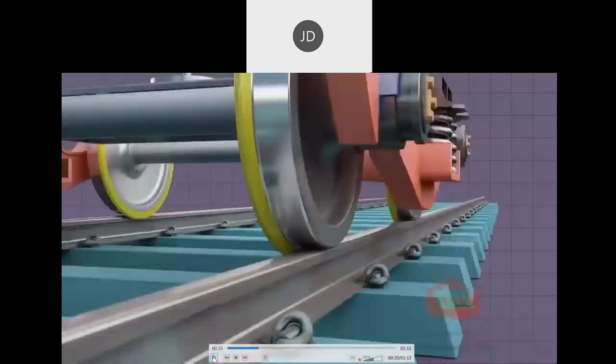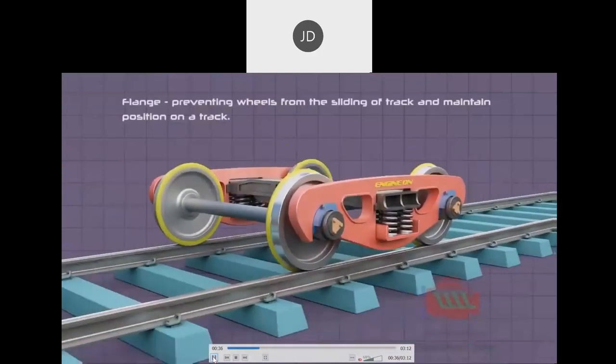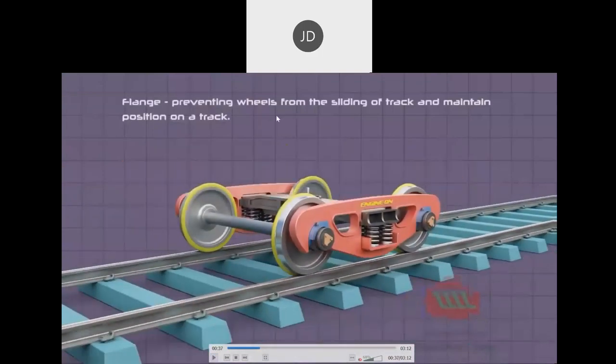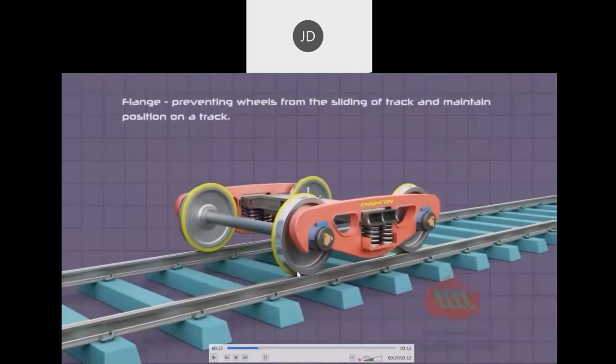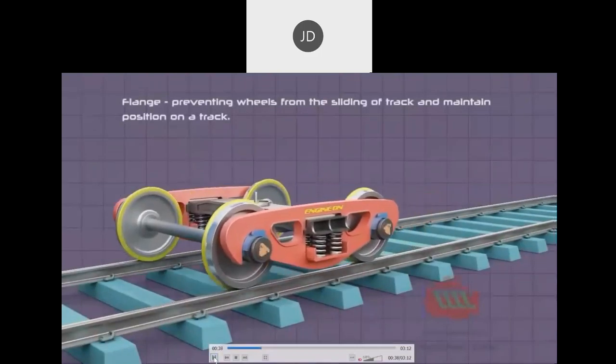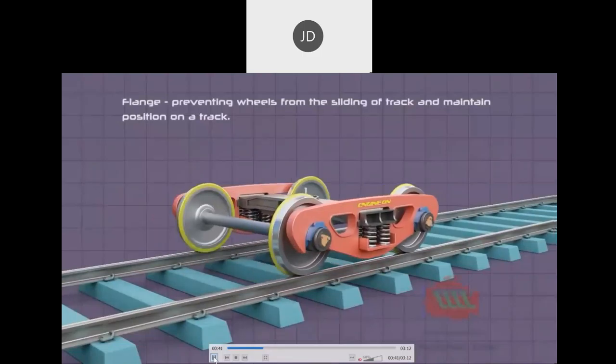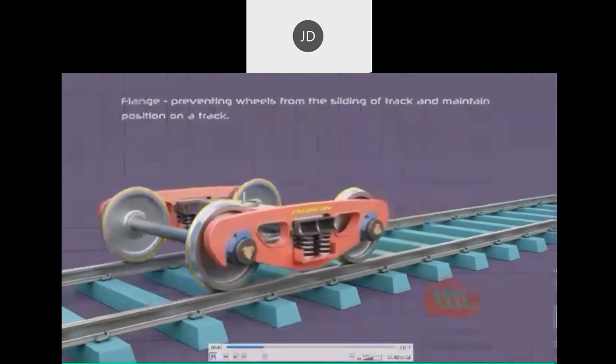This is a flange. So flange, what does it do? It prevents the wheels from sliding off the track and maintains position on the track basically. So you should not allow sliding over the track, and it always maintains the position.